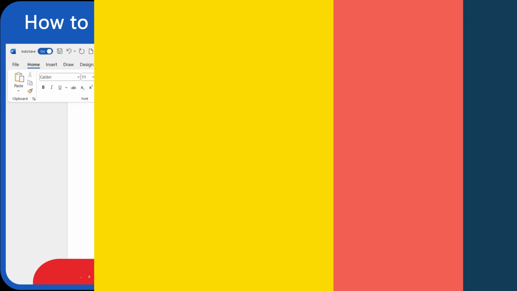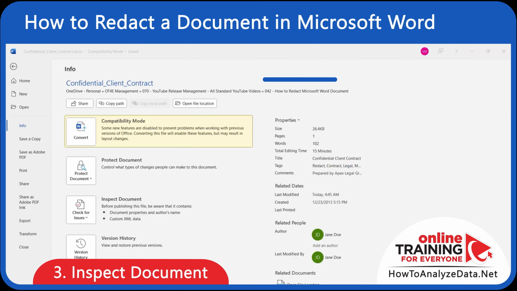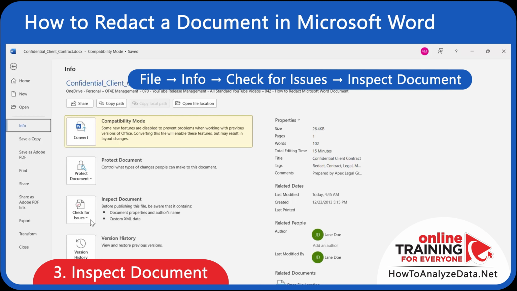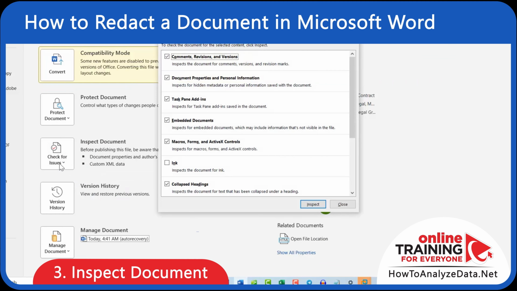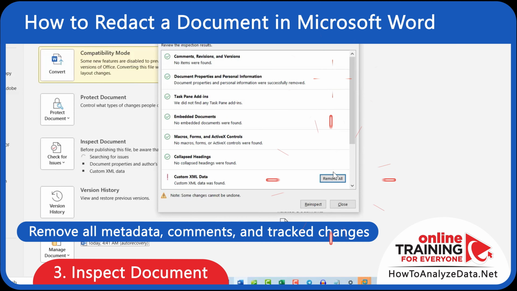Even after redacting visible text, documents may still contain hidden data, like comments, revision history, or author names. Let's clear that too. Let's navigate to File, Info, Check for Issues, and Inspect Document. This allows us to run Document Inspector to remove all metadata, comments, and track changes.